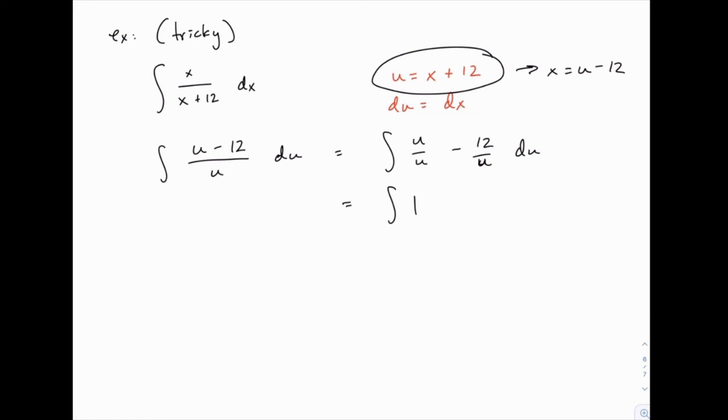Right, the first one just simplifies to 1, and then 12 over u we also know how to handle. The integral of 1 is just u. The integral of 12 over u is 12 times the natural log of u. And then when we replace u with x, we just get x plus 12 minus 12 times the natural log of the absolute value of x plus 12 plus c.